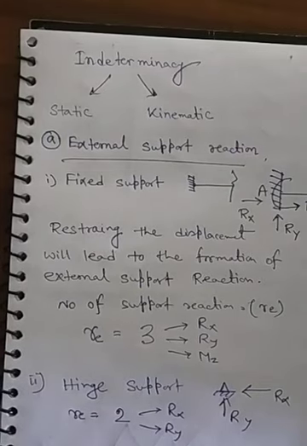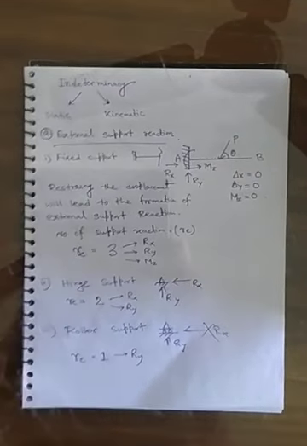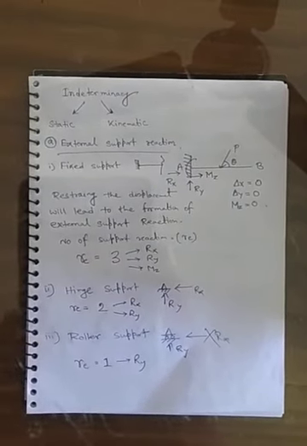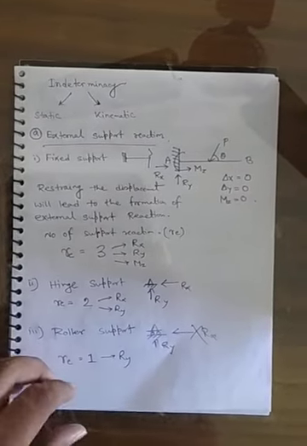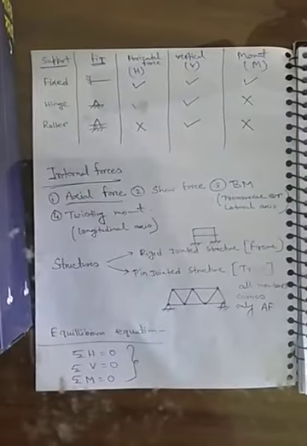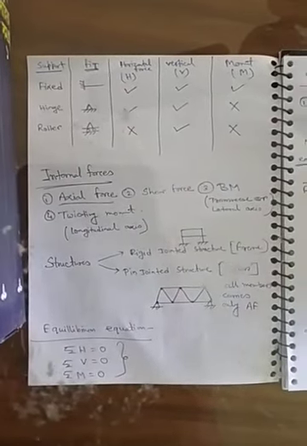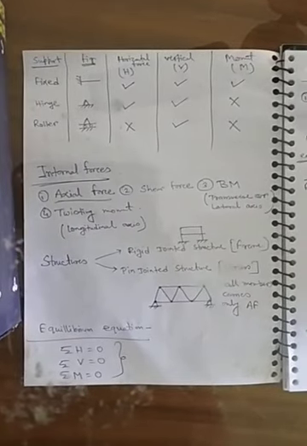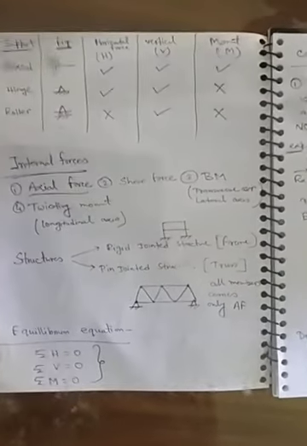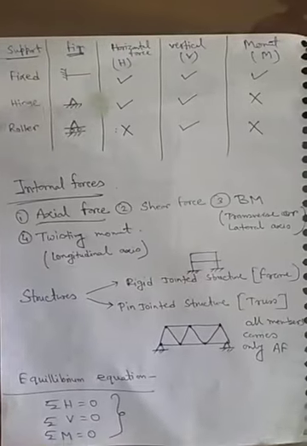First we say what is indeterminacy. Indeterminacy comes in two parts, static and kinematic, and external support reactions are fixed support, hinge support, roller support. This is where your number of support reactions comes from. Then the equilibrium conditions you can know about, right? Next, what are the internal forces acting on a structure, and what types of structure we are dealing with. There are two types of structure: rigid jointed structure and pin jointed structure. The examples are frames and trusses.